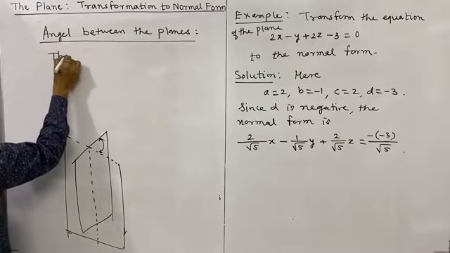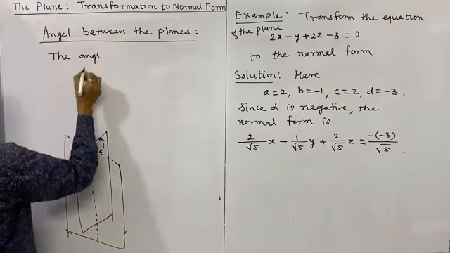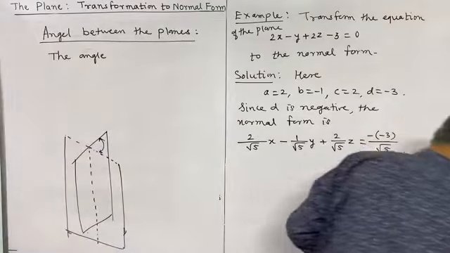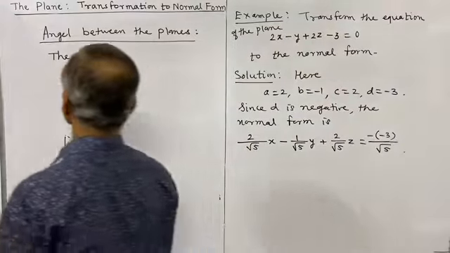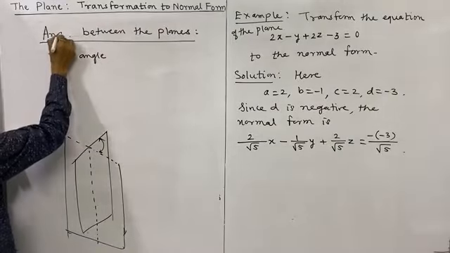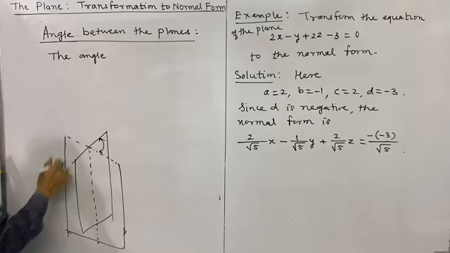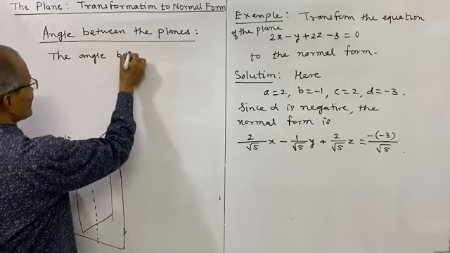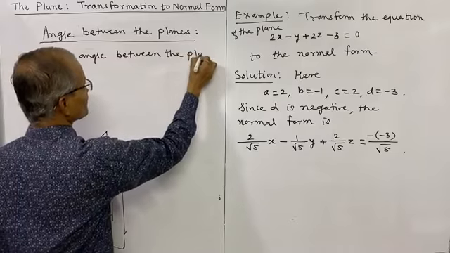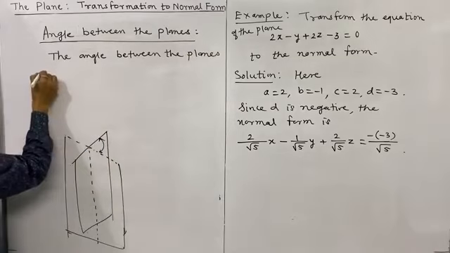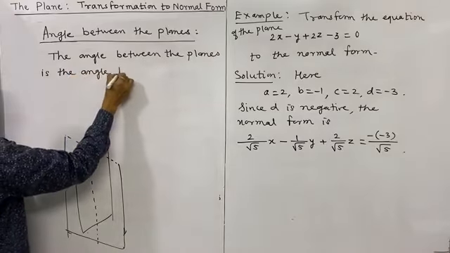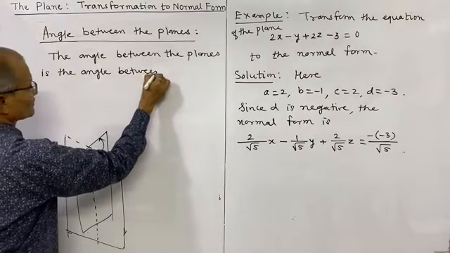So the angle between the normals. I have to correct this spelling of angle. The angle between the normals: the angle between the planes is the angle between their normals.